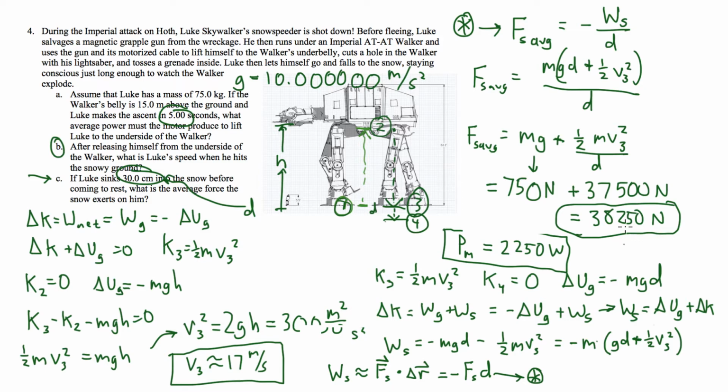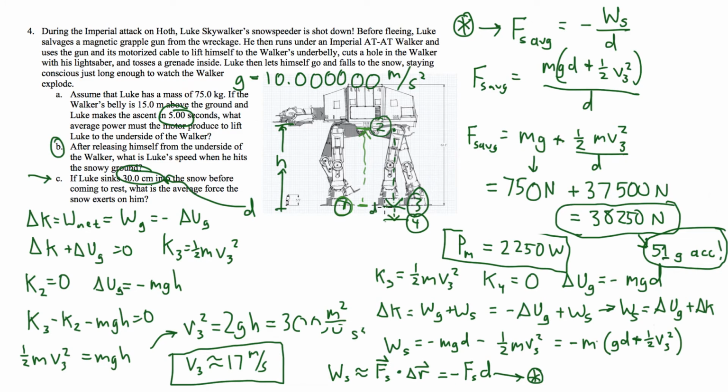If you want to calculate the acceleration Luke has dealing with that, in fact, I think I will. So 38,250. That's the net force on Luke from the snow, or well, the force the snow exerts, the normal force in the snow. Divide that by Luke's mass, and you find that's 510 meters per second squared of acceleration, which means he feels 51 G's of acceleration. That's a little more like it.